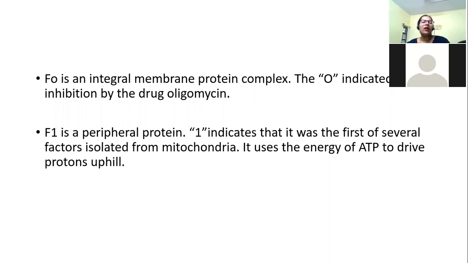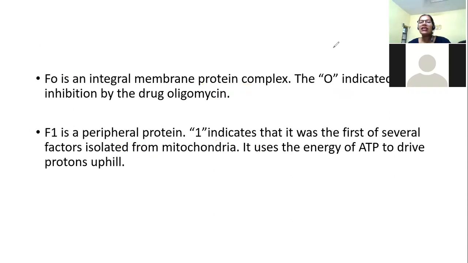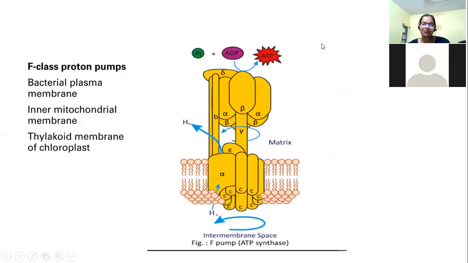Now, as already mentioned, F0 is an integral membrane protein complex. The O indicates inhibition by the drug oligomycin. Please remember, many times I'm repeating because this is important. F1 is a peripheral protein, where the 1 indicates that it was the first of the many factors isolated from the mitochondria. It uses the energy of ATP to transport the protons uphill. Now we are going to study how these ATPs are synthesized.